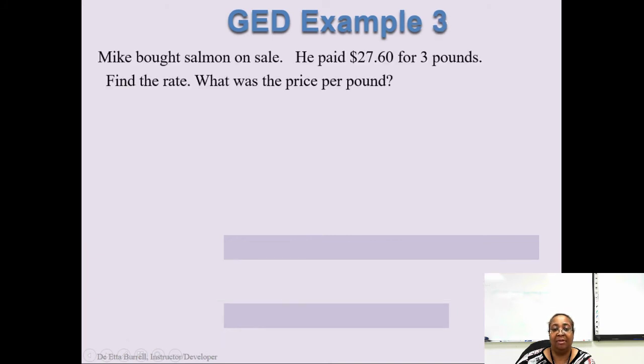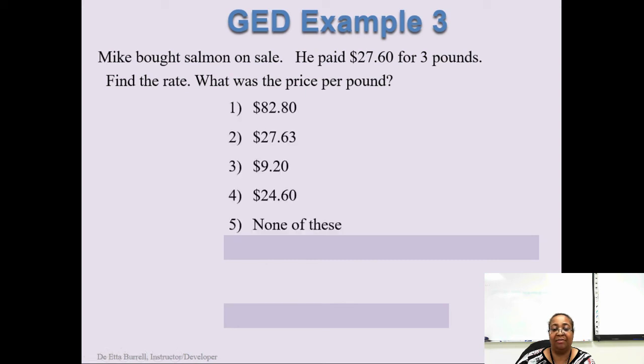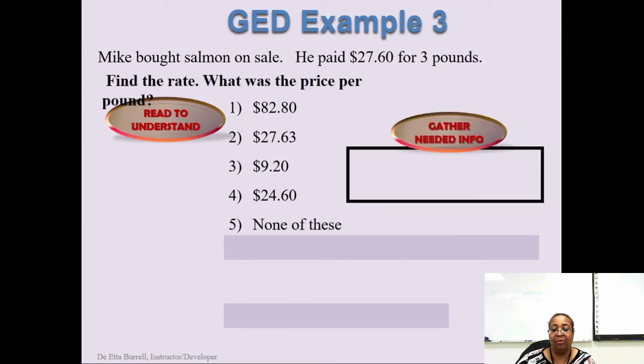Mike bought salmon on sale. He paid $27.60 for 3 pounds. Find the rate. What was the price per pound? And remember, I told you you can just simply divide to solve those problems. So we're going to gather the information, the $27.60 and the 3 pounds. The plan will be to actually divide it to find the unit rate.